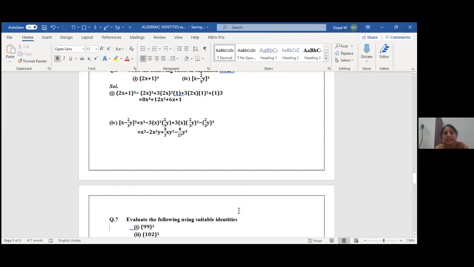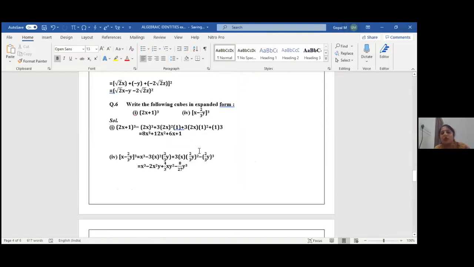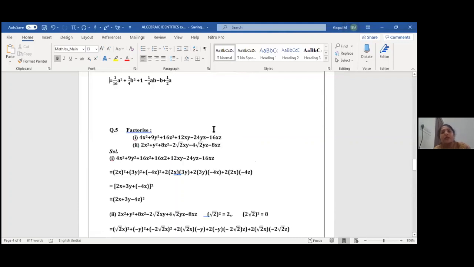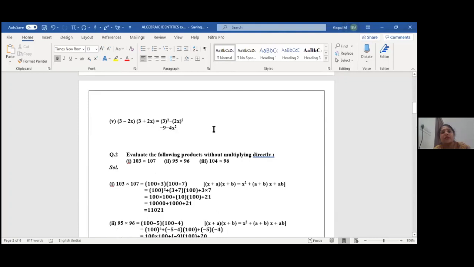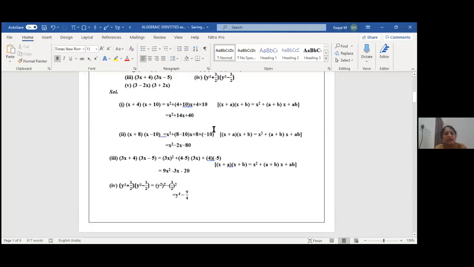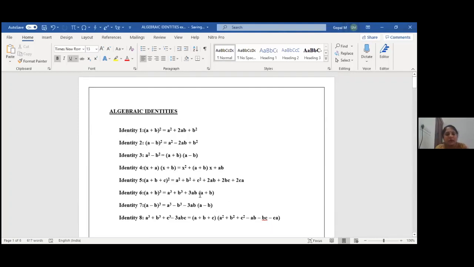Next, the sixth identity: A plus B whole cube. A plus B whole cube is A cube plus B cube plus 3AB into A plus B. Or I can also take it as 3A square B plus 3AB square. Am I clear, children?